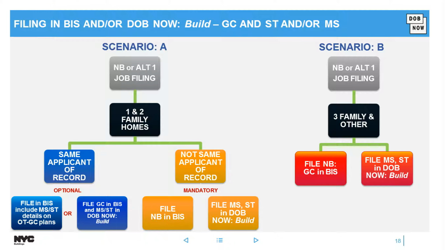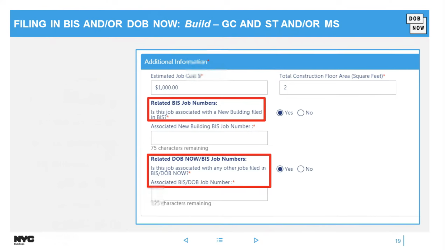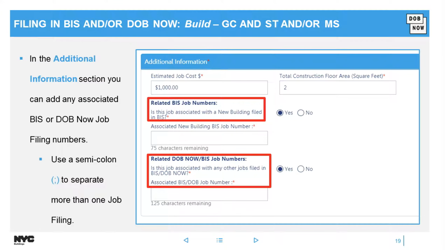Now, if you're wondering, if you do decide to do the general construction over there and the MSST in DOB Now Build, there are some fields where you could keep it together. So when you actually see me go through the job filing, I'll show you exactly where these fields show up. And it's after you first save, you would see these two boxes where I have the red outline, these two questions. You would say yes, and then you would type the job numbers in there. If you have more than one, you will use a semicolon to separate.